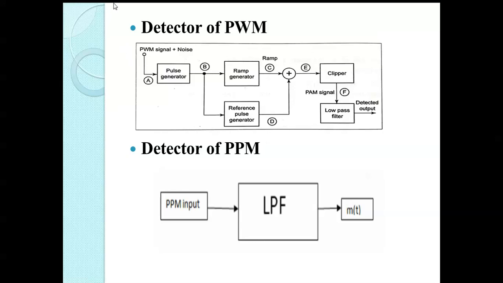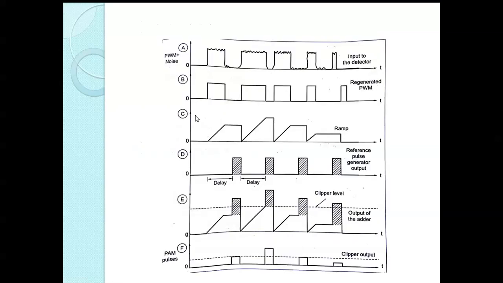Here you can see the signal plus noise because of the transmission through the channel, and it is given to the pulse generator, and a ramp generator, and again a reference pulse generator. Consider the points A, B, C and D. First we'll see the waveform for this, then we'll go to the clipper. First, A is my signal plus noise. You can see the glitches, which are the noise in the signal. This gets eliminated by the generator, and you get the proper signal.